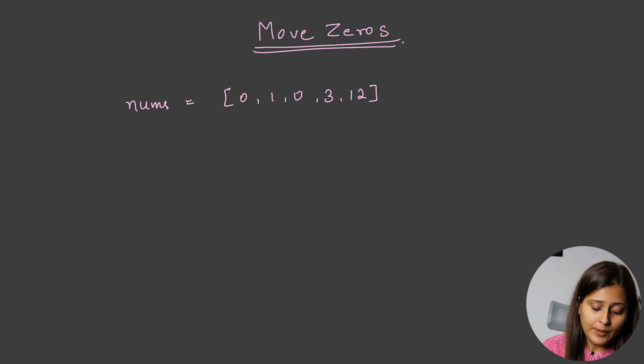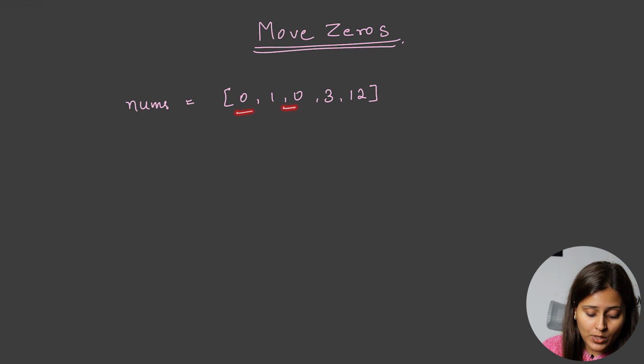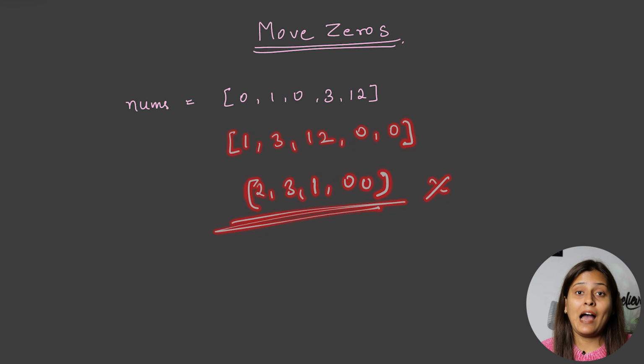The problem says that you have been given an array and here you will get non-zeros and zeros elements, and your task is to shift all the zeros towards the right side. Means the output will look like 1, 3, 12, 0 and 0, and it says that the order for non-zero should be maintained. Means it cannot be 12, 3, 1 and then 2 zeros. No, it cannot be. Why? Because the order will be hampered.